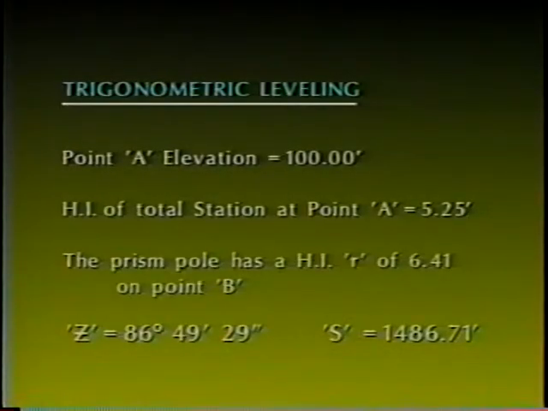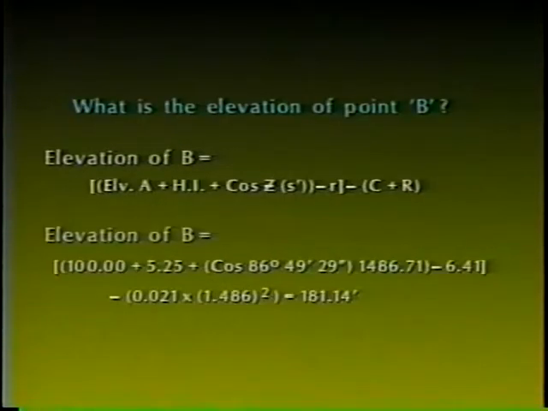As an example, a total station is set up at 5.25 over a point with a known elevation of 100 feet. The prism is set at 6.41 feet over a point where the elevation is to be determined. The zenith angle is measured at 86 degrees 49 minutes 29 seconds. The zenith angle is measured from 0 degrees being directly overhead of the instrument. The slope distance is measured at 1,486.71 feet. What is the elevation of point B?